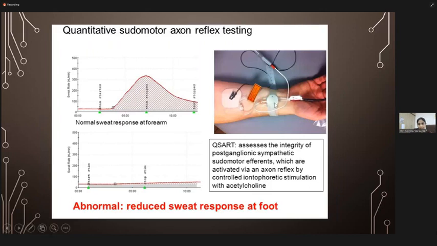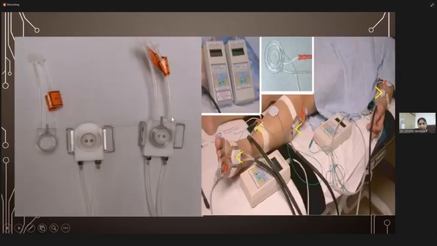For example, here, how do you stimulate? It is mainly by using acetylcholine. It is iontophoresed. There are some electrodes which contain chambers filled with acetylcholine. This is placed over the forearm. By using a stimulation, the acetylcholine is released into the skin. Now this acetylcholine activates very diffusely, because it goes to a bifurcation point and diffusely activates all the postganglionic autonomic fibers. Then you collect the sweat production.